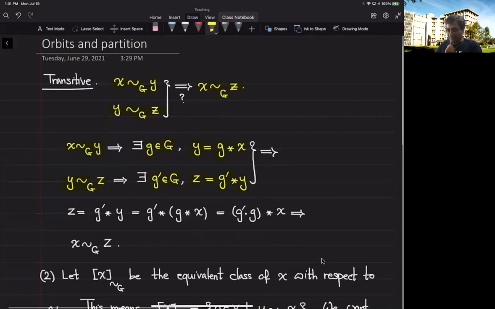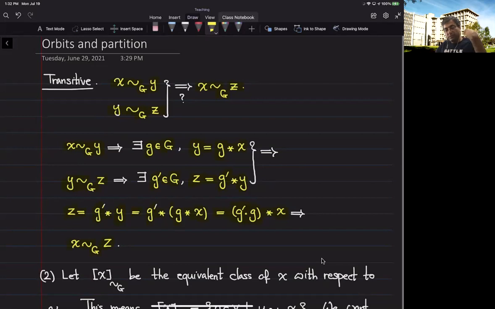Okay, let's see why this is the case. So I start with Z. I know that I can reach Z using G prime. I know how to reach Y using G. So I get this. But I know that group action is compatible with group operation, so this is equal to G prime dot G applied to X. That means I can reach Z using G prime dot G from X. If I let this act on X, I get to Z. That means Z is G-similar to X. That's exactly what we wanted to show.